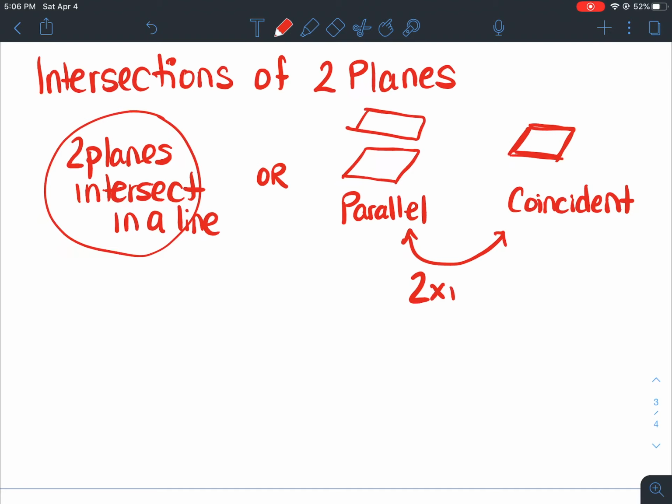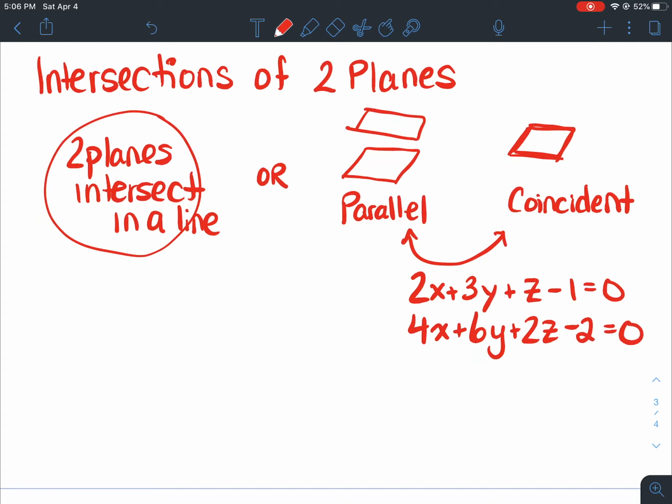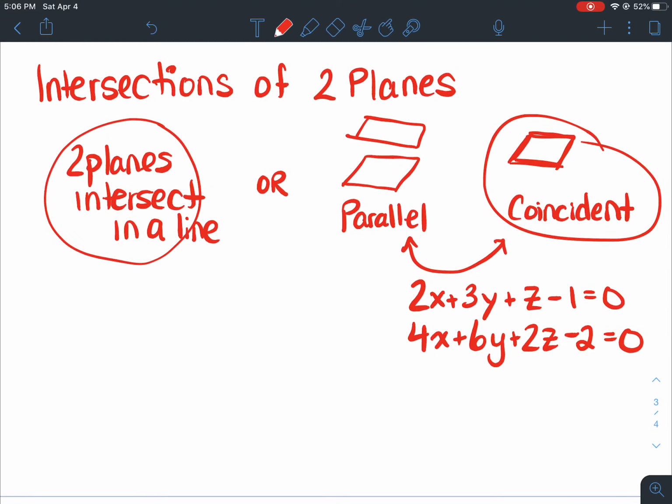So if you had a plane like 2x plus 3y plus z minus 1 equals 0, and then you had 4x plus 6y plus 2z minus 2 equals 0, you can see that the second plane is just a scalar multiple of the first plane. So we know that these planes are going to be coincident, because the second is just the first plane multiplied by 2.